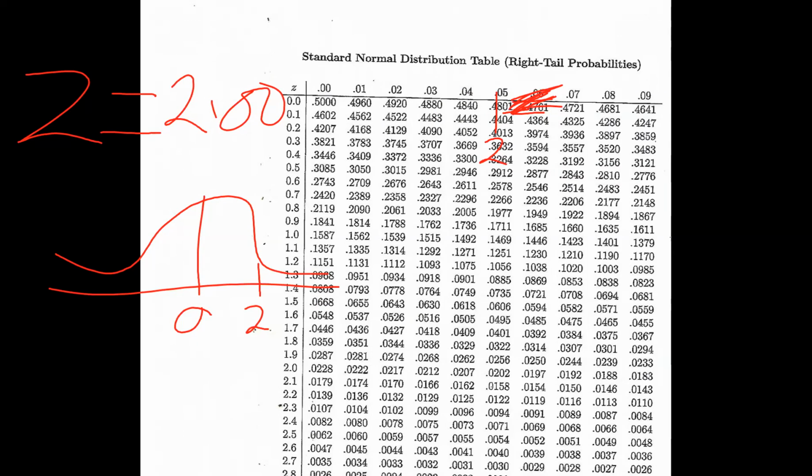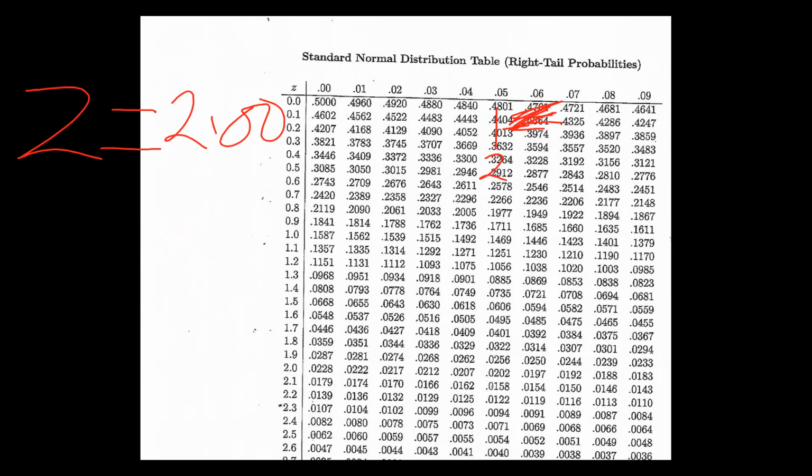So how do you get it? You just come to this table where there is 2.0. Here where there is 2. Where 2 meets with what? With 0.00. That's where you find the 2.00. Right?